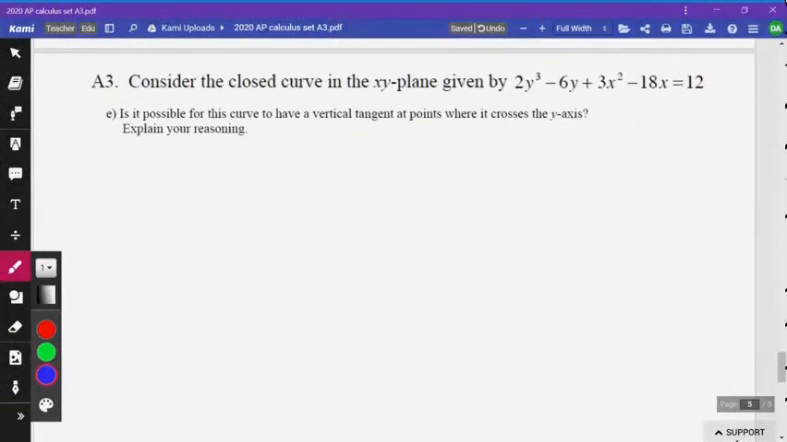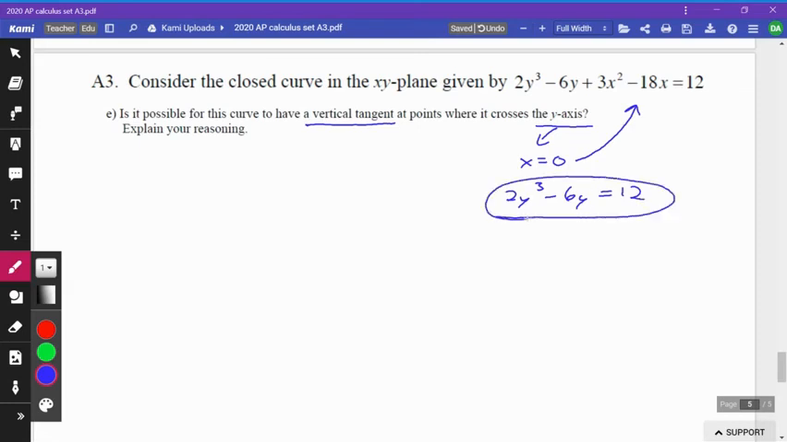All right, the last one is a yes or no question, and we just have to show the results that lead to that yes or no: is it possible to have a vertical tangent at the points where it crosses the y-axis? First thing, when I cross the y-axis, I know that x is going to equal 0. So if I plug that in here, I get 2y cubed minus 6y plus 0 minus 0 equals 12. This is what I'm eventually going to work with.